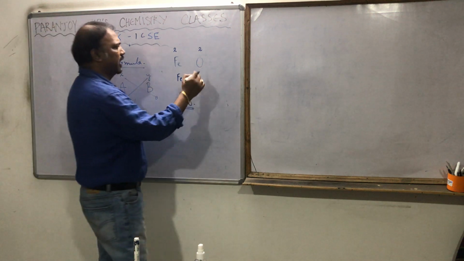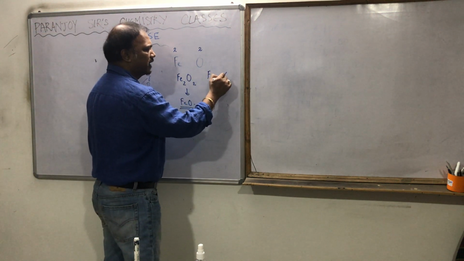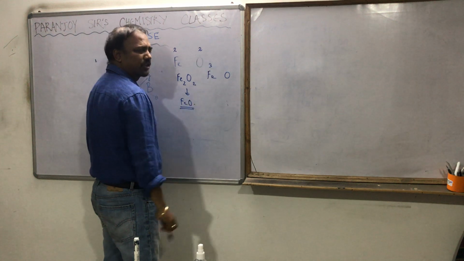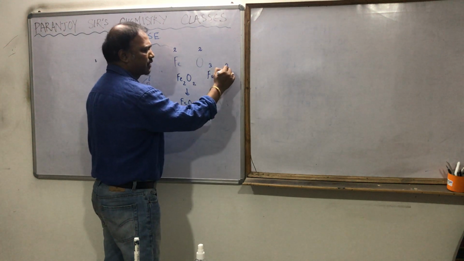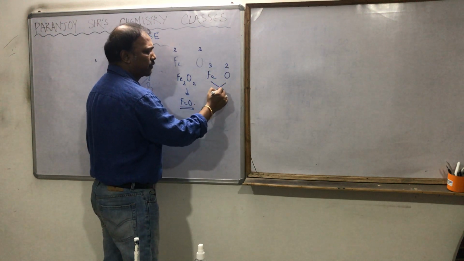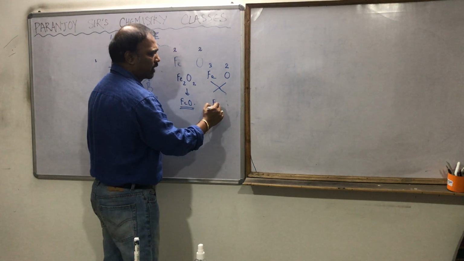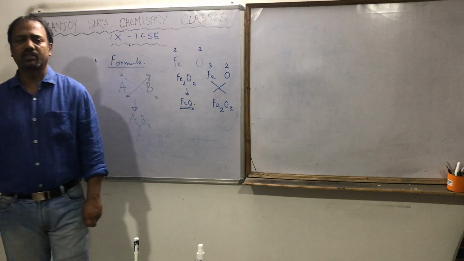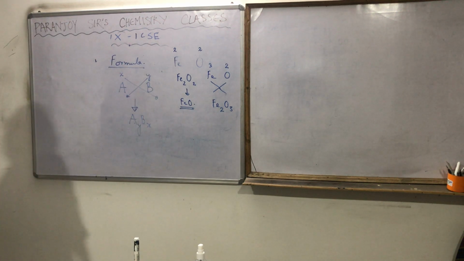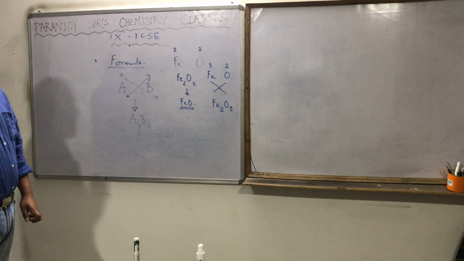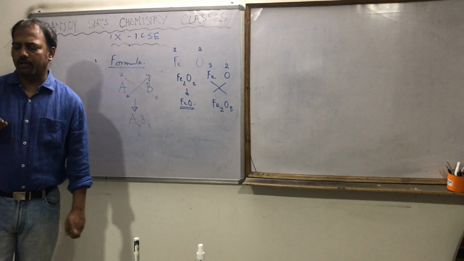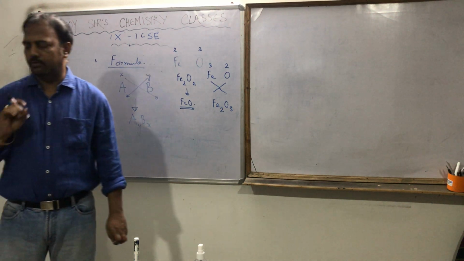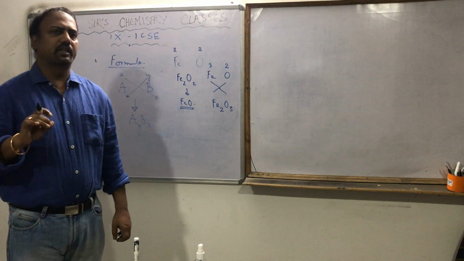What about ferric oxide? This has valency 3, I told, and this has valency 2. So if we write down the formula, the formula will be Fe2O3. That is ferric oxide's formula. Is it clear? The crisscross valency is clear? Any doubt till now? No. So that is how to write down the formula.